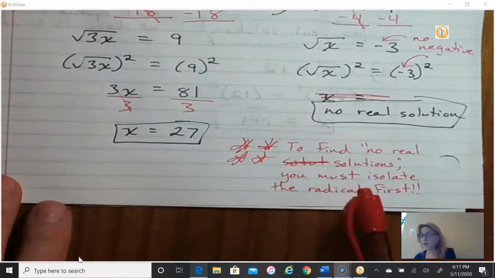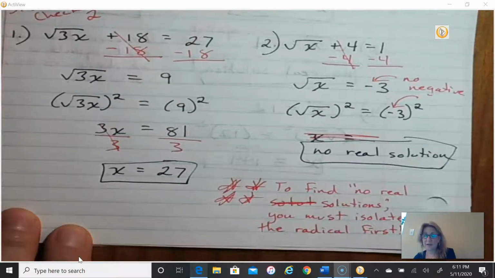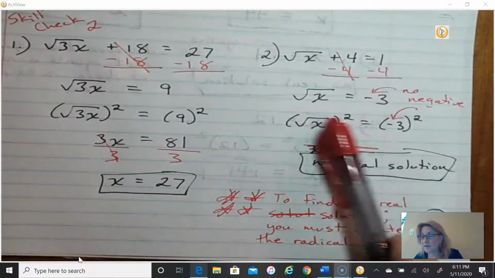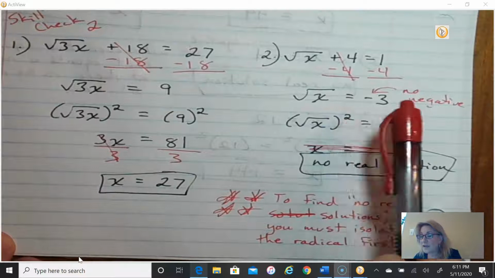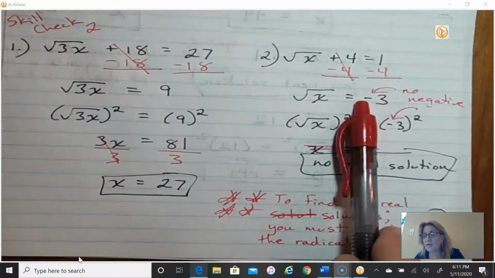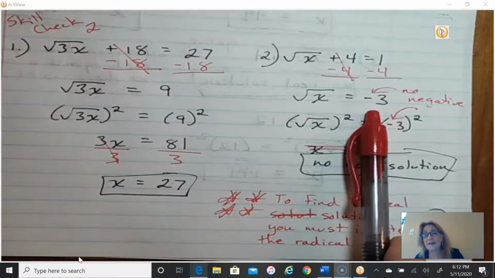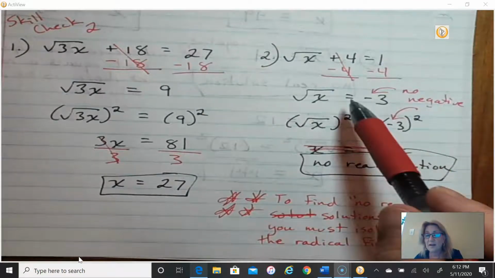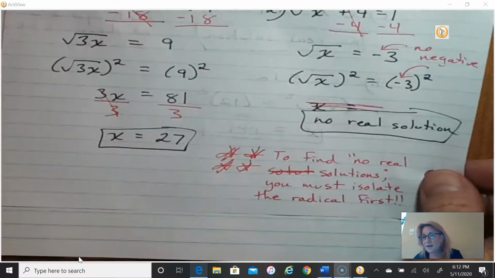Okay, so to be able to find the no real solution answers, you need to isolate the radical first, just like we did. In fact, once you get to here, you see the radical is already isolated, and on the other side of the equal sign, you see that that's a negative. Right then and there, that's going to be your little warning that it's a no solution, no real solution answer. Okay, you cannot have a negative on that side. Okay, we're going to do a whole bunch more, so don't stress.